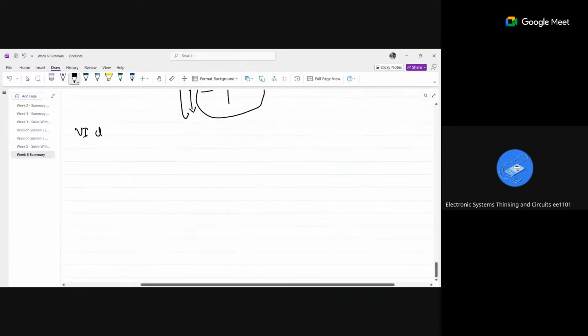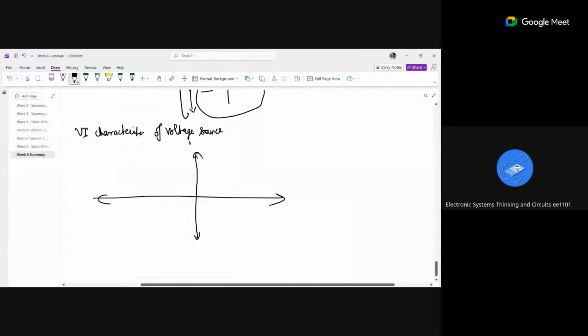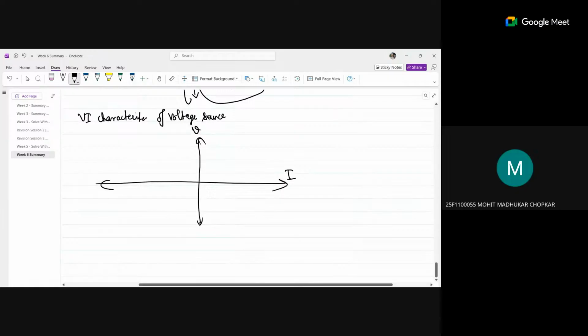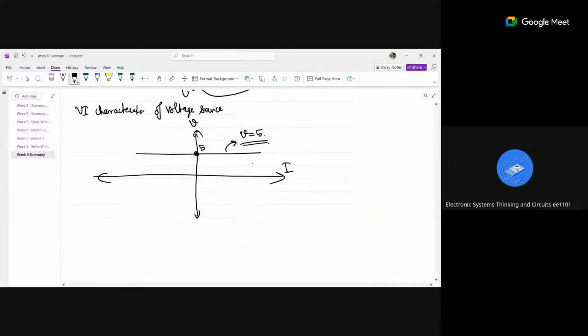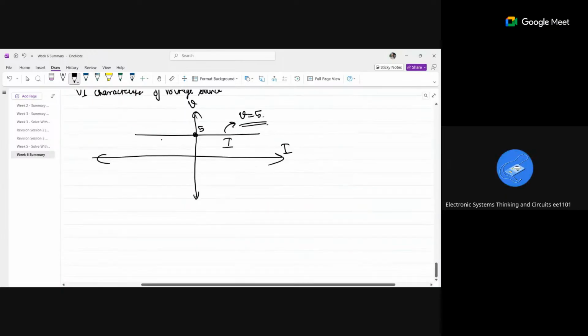Now tell me the VI characteristics of a voltage source. We'll complete that also. Is it parallel to the x-axis or the y-axis? Let me write which is V and which is I. It will be parallel to the I-axis. The equation of this line is V is equal to 5. It is a constant voltage, present in the first quadrant and second quadrant.